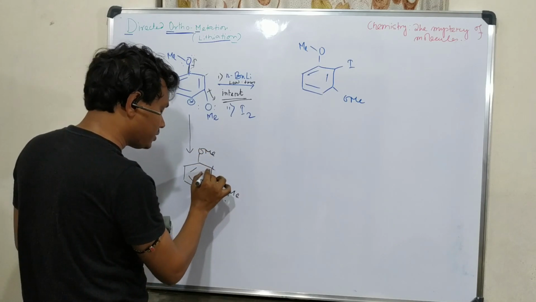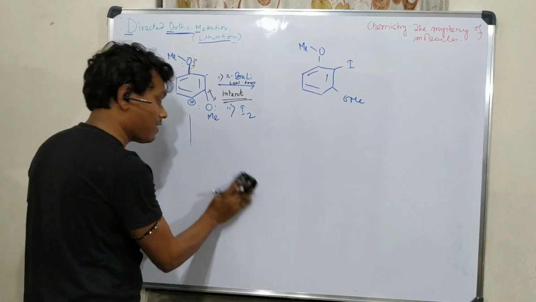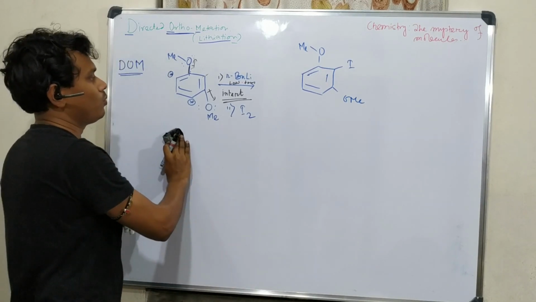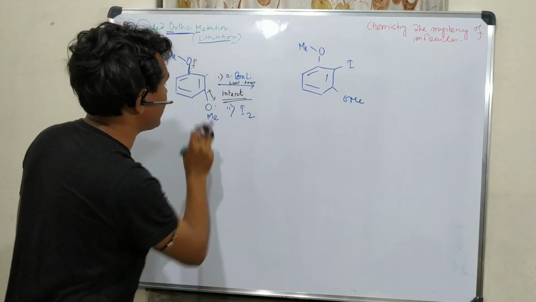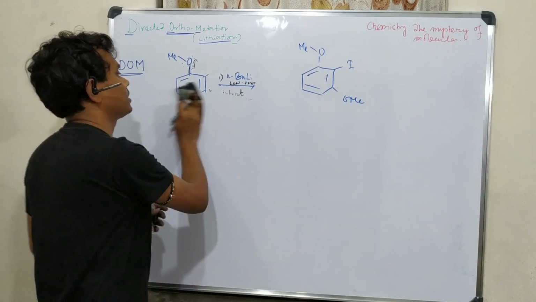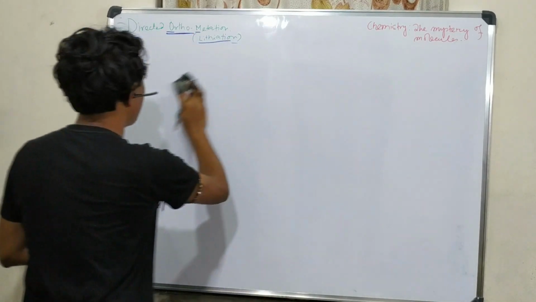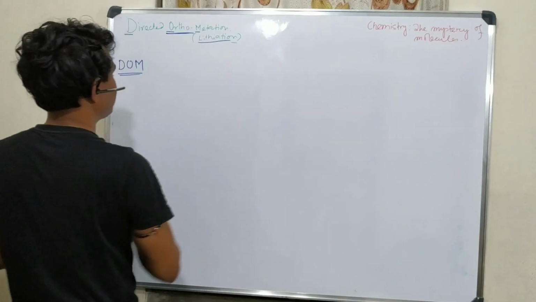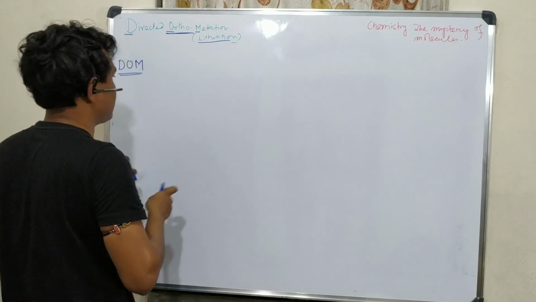So from both points of view this is stable, so the reaction will occur here. So you can understand why this directed ortho lithiation reaction is important for having a selective substitution. Okay. So now let's take another slightly tricky example. Why am I calling it tricky? I guess you will get it. Let's see the example.